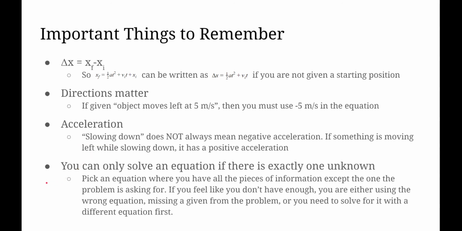And finally, remember, this is just general math. You can only solve an equation if there is exactly one unknown in that equation. If you have multiple unknowns, you won't be able to solve it. So if you feel like you don't have enough information to solve a problem, remember, you're either using the wrong equation, you are missing a given from the problem, and a lot of times that could be that if it's falling, the acceleration is -9.8. Or you need to solve for that thing first. So let's say you need to find time. Maybe there's a different equation you can use to find time. And then from there, you can plug it into the equation that you want to use to get your final answer.